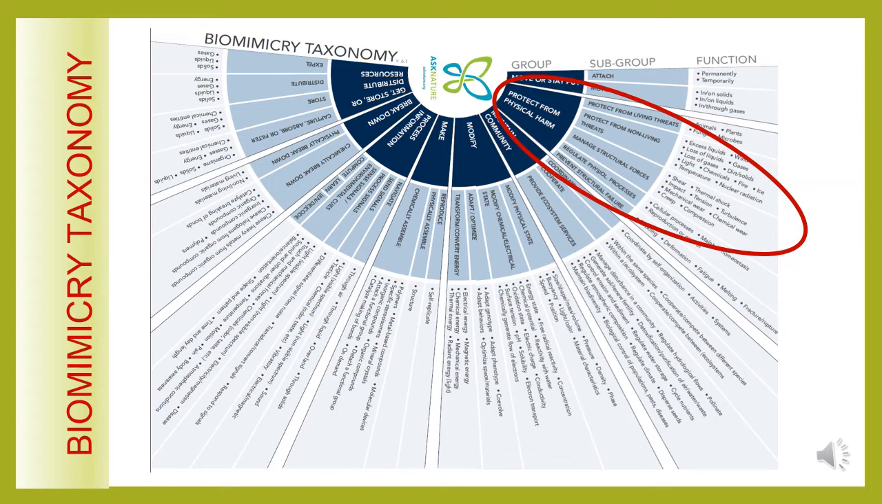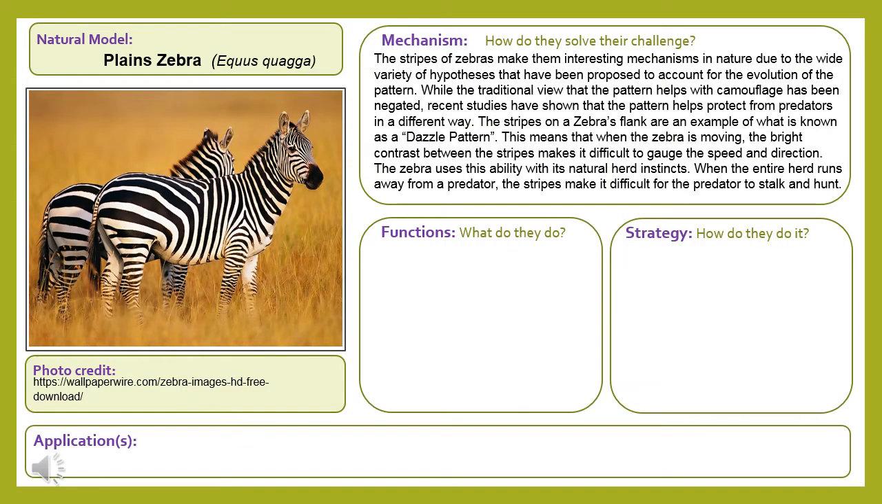So we can further define our function by using the biomimicry taxonomy tool and define that we want to protect from external forces, and then go to the next subgroup to further define the challenge. Narrowing the function gives a good foundation to start looking for appropriate biological models. So let's follow the example of the plains zebra.